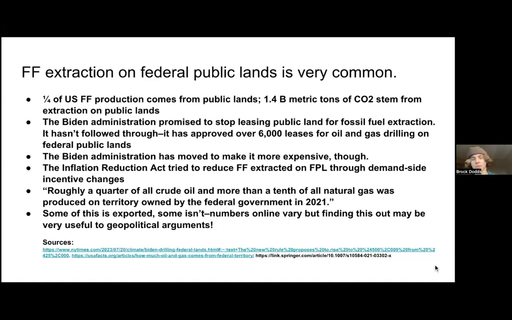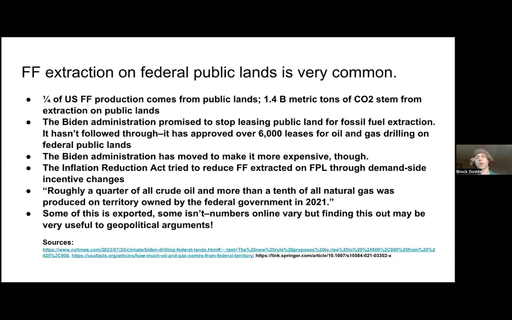So some recent happenings in this area. Really, the main thing is the Biden administration's rhetoric around this issue and also actual policy action on this issue. So first, during Biden's campaign, there was a promise to stop leasing public land for fossil fuel extraction. That wasn't really followed through on.